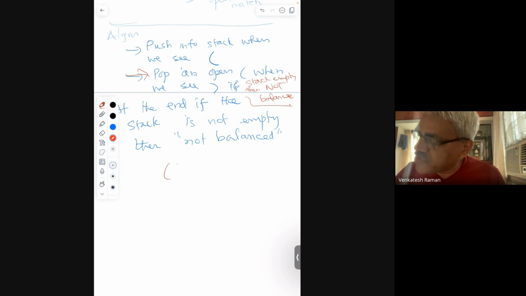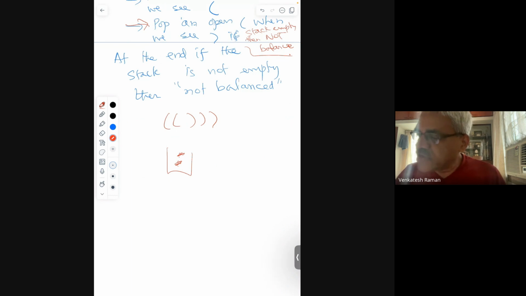So for example, if it's something like this, what happens? I push this into the stack. The stack will have two open brackets. Then I see an open close bracket, so this will be gone. Another close bracket, it's gone. And I see a close bracket, nothing in the stack, so I know it's unbalanced.